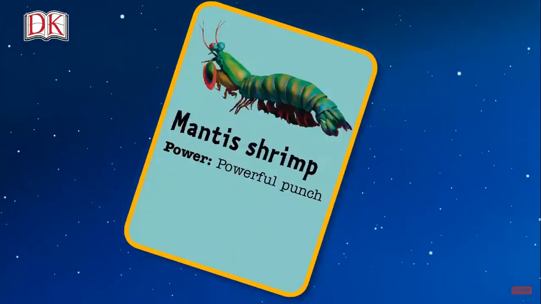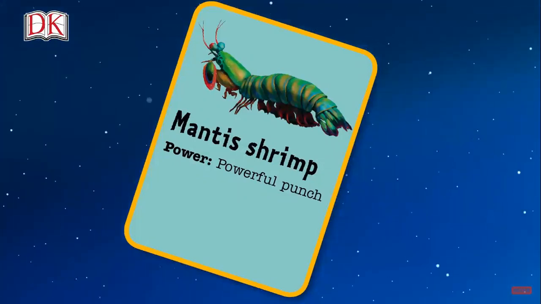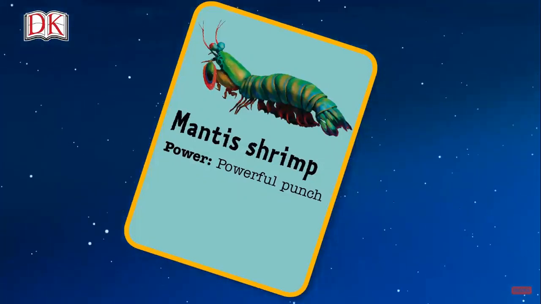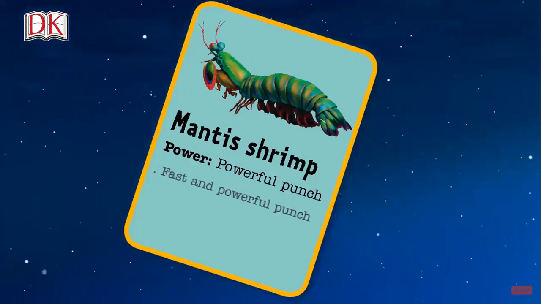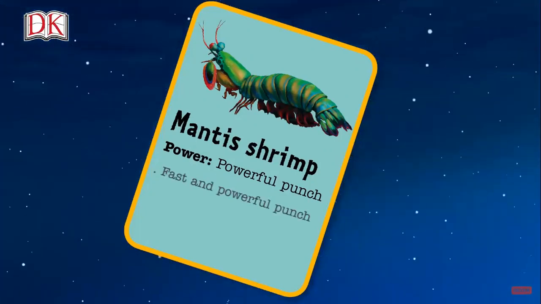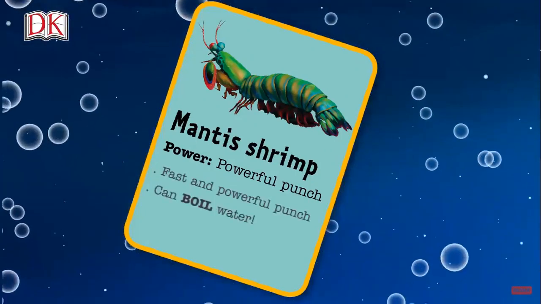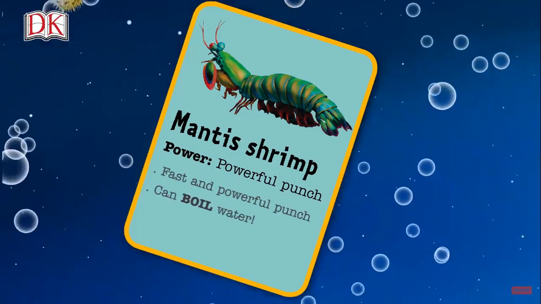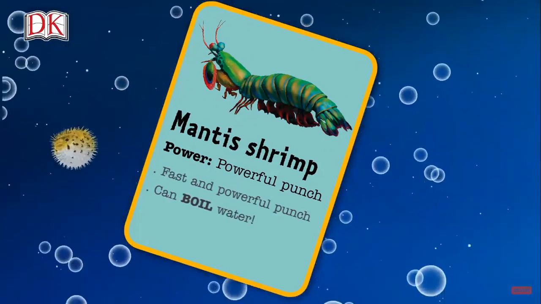Mantis shrimp, superpower: powerful punch. This shrimp might look harmless, but it packs a punch so fast and powerful, it strikes like a bullet and can even boil the water around it. Do you think you could punch so fast you make water boil?